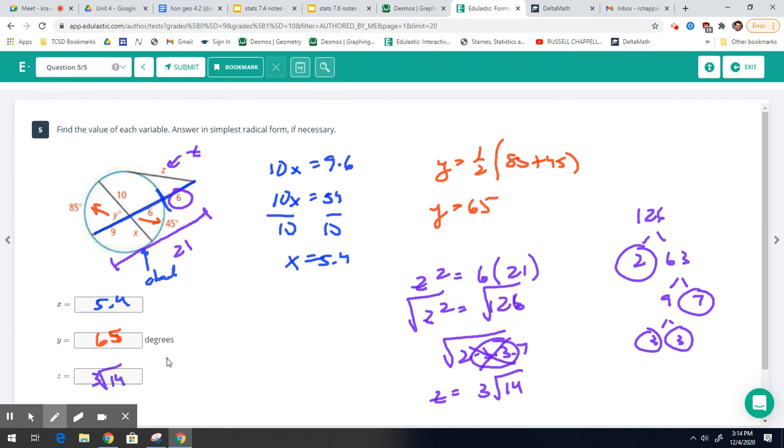Now, again, if it asks for 1 decimal, you would just do the square root of 126, and to 1 decimal, that would have been 11.2. So again, just follow the directions as they tell you.